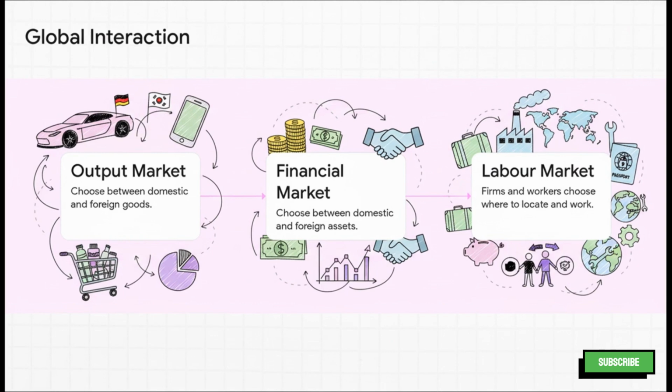First up, you have the output market. This is all about goods and services. You know, when you're deciding between buying a car made in India versus one made abroad. Second, there's the financial market, where money flows freely across borders. Think of an Indian investor buying shares in a US company. And third, you've got the labor market, where companies set up shop in other countries and workers can move for jobs, although this one usually has the most rules and restrictions.